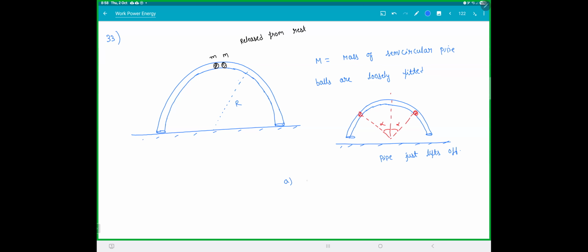So the first question, find alpha when the semicircular pipe just lifts off. Second thing, find the condition, find M by m if the pipe never lifts off or if it lifts off. There's a certain value of M by m. If it exceeds that, no matter what you do, this will not lift off. And neglect the size of the balls compared to the radius. You can treat them as point objects.